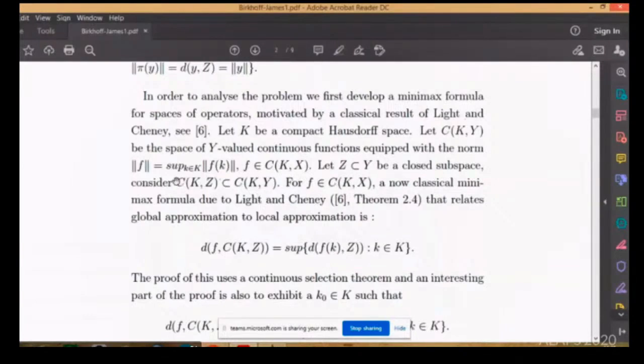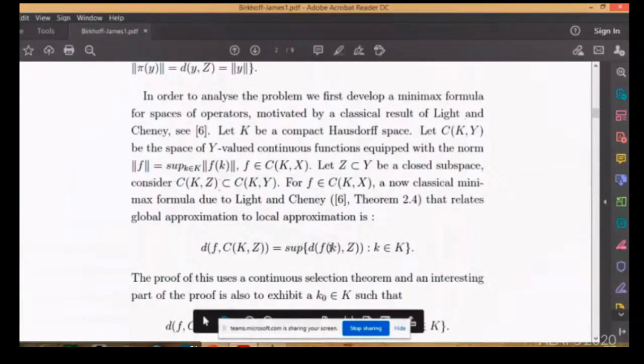So for example, if you look at the space of all continuous functions on a compact set K which are valued in a Banach space Y, the space of all vector valued continuous functions, you can again put the supremum norm on this. So the norm of F is the supremum over k belonging to K of the norm of F(k), where F is a continuous function.